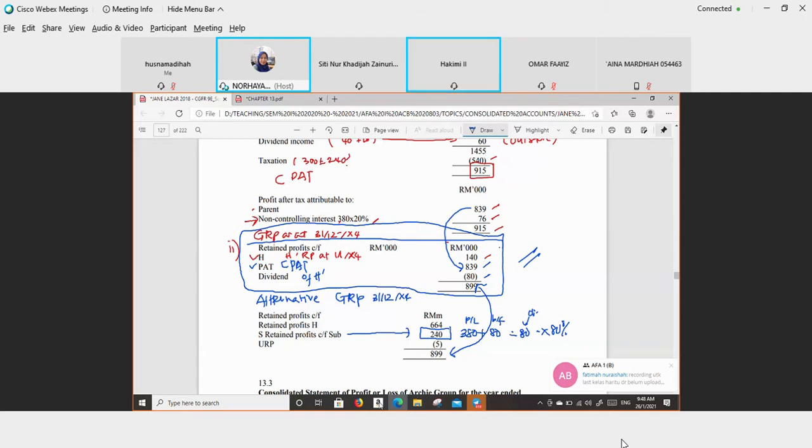Tu tolak dengan URP. Kenapa tolak URP? Yes. Tak dapat. Okay ke? Sorry, dia ada tolak lagi satu. Dividen to gas ni yang dibayar. Okay, tolak dengan 64,000 saya rasa. Ni datang daripada 80,000 darab dengan 80%. Ini dividen. Okay, dividen to gas.